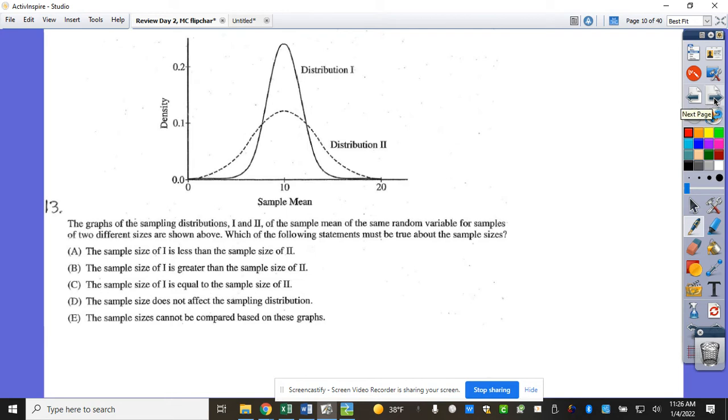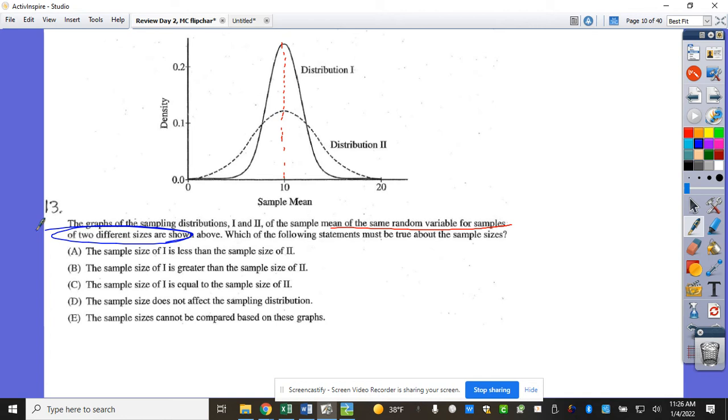Alright, this one concerned me a little bit, mainly because it's not the only problem that we had that I've already talked about that talks about the exact same concept. The graphs of sampling distributions 1 and 2 of the sample mean of the same random variable for samples. So I am collecting it from the same data. Well, if both of them are centered here, that means the mean of both of them are 10. That's all that this is saying. We're taking the same one. The only thing that's different is we're taking it of two different sizes.